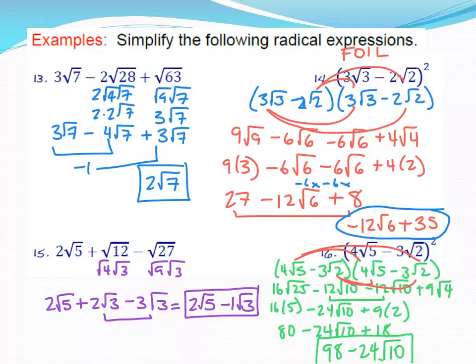16 times 5 is 80. 9 times 2 is 18. Combine 18 and 80 to get 98. Can't combine the 24 radical 10. Radical 10 cannot be simplified, so that means my answer is simplified. Okay? All right, guys, again, this is going to be a little challenging. 14, 16, those are the two sassiest problems.